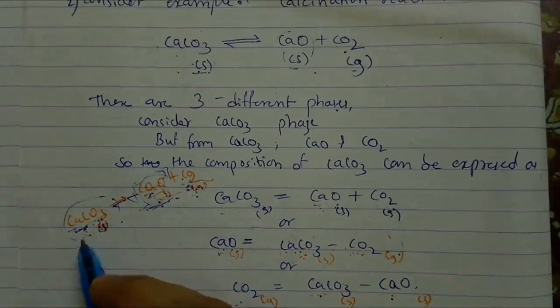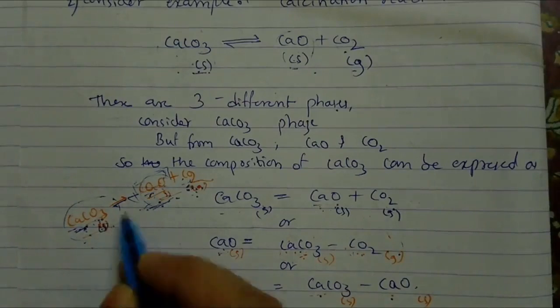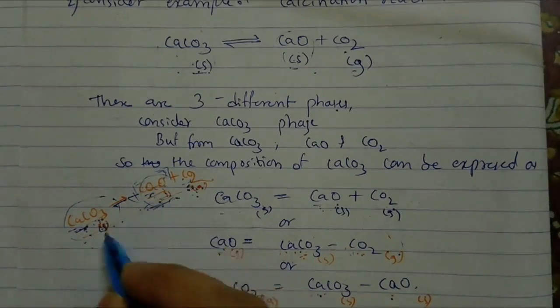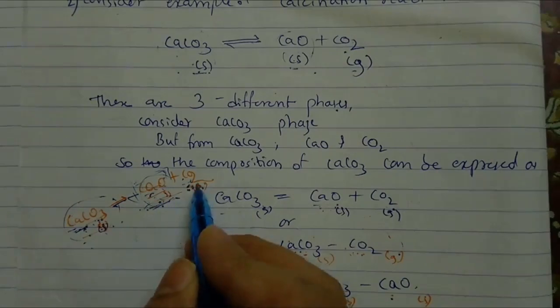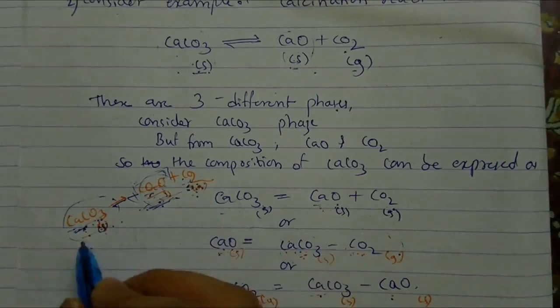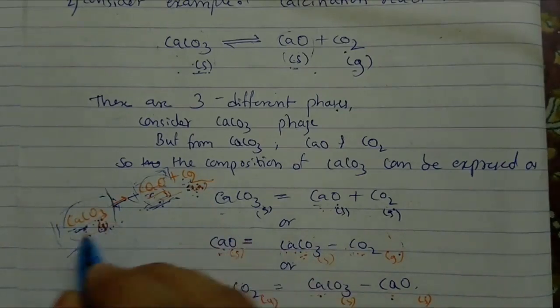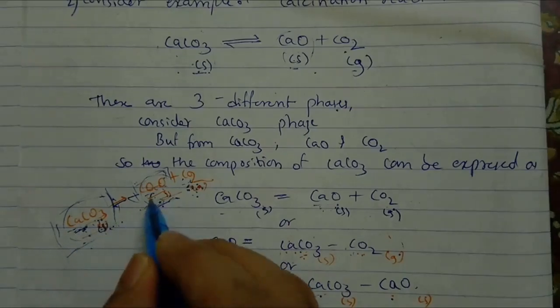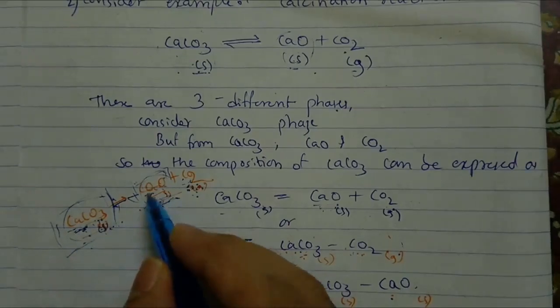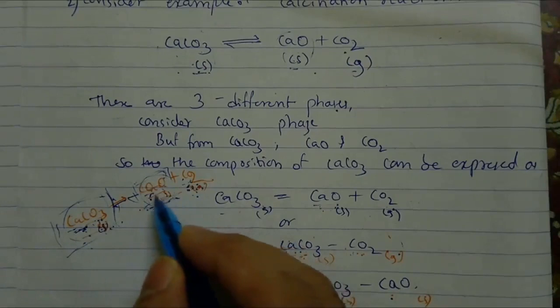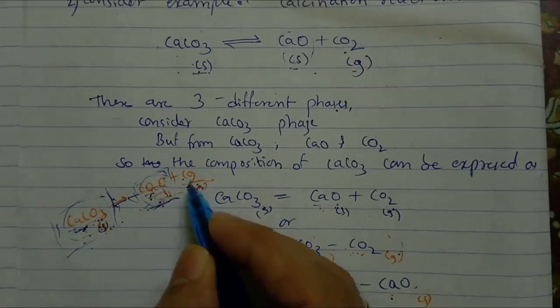See, calcium carbonate is one phase. Calcium oxide is the other phase. These are two different solid phases, and carbon dioxide is the gas phase. Now if you want to express the composition of this phase, that is calcium carbonate, we know that calcium carbonate is giving two different compounds, or two different phases, that is calcium oxide solid and carbon dioxide.